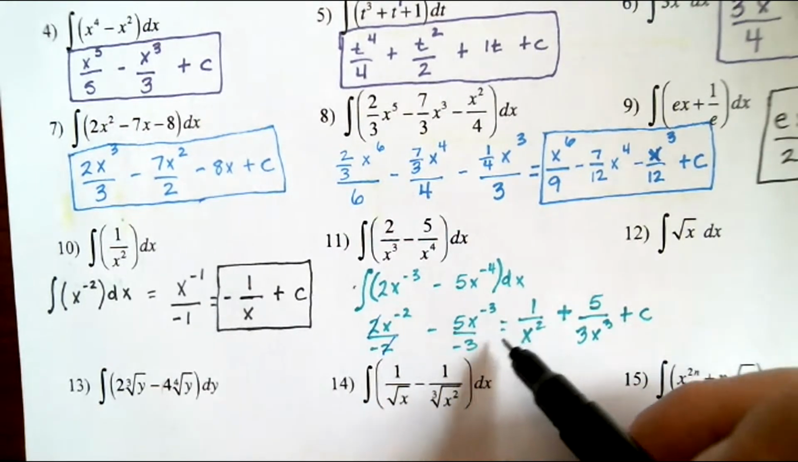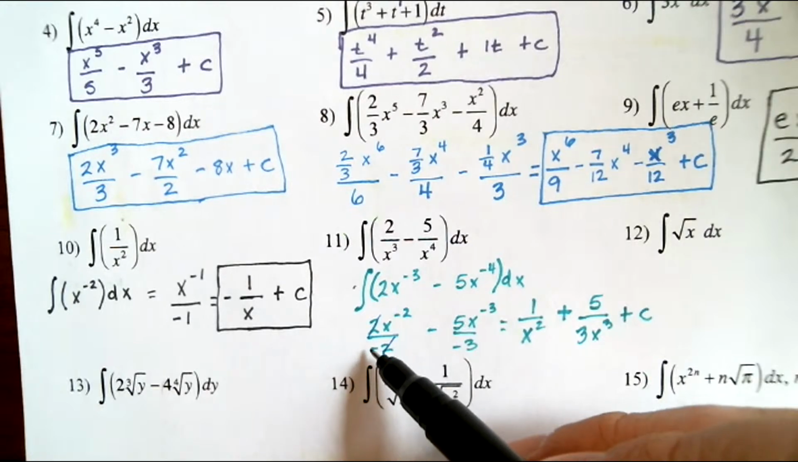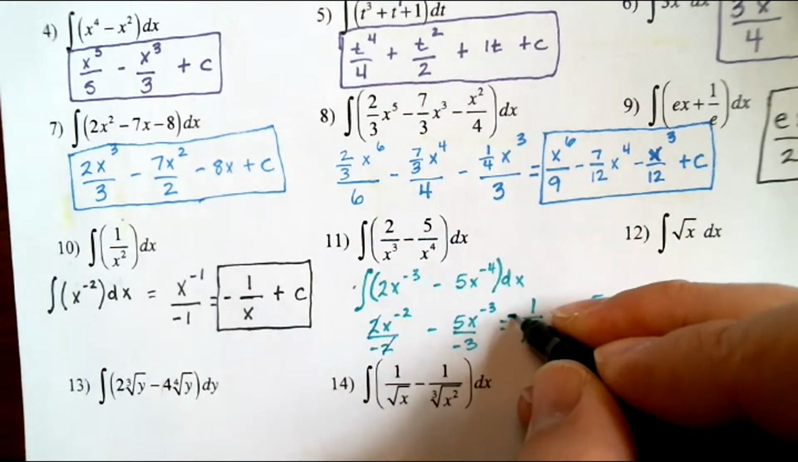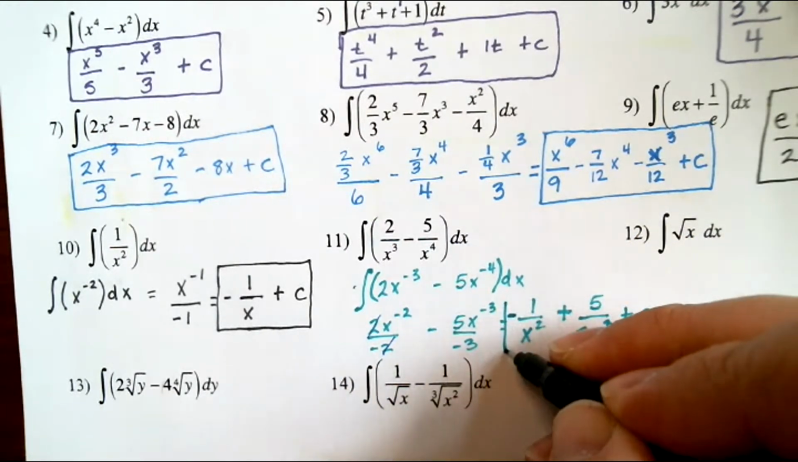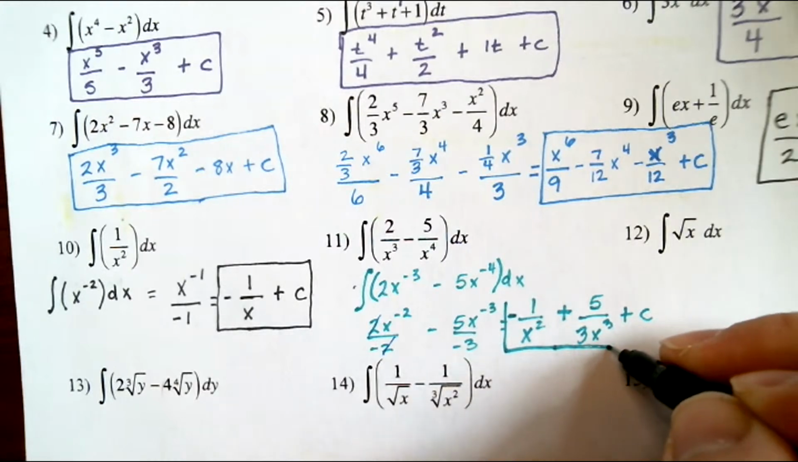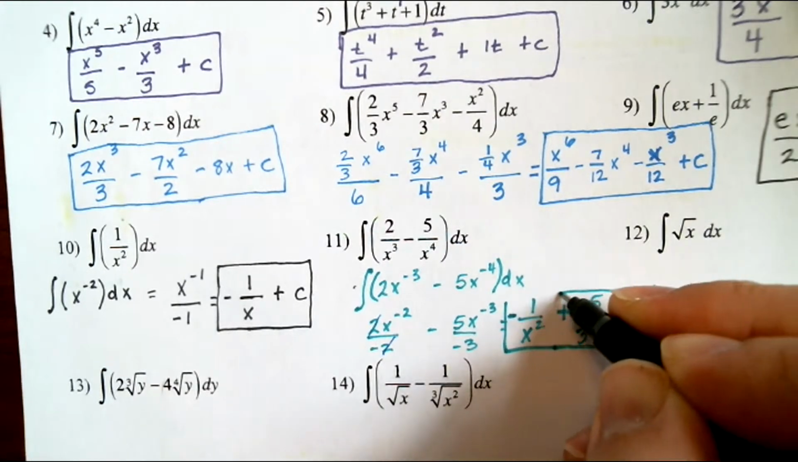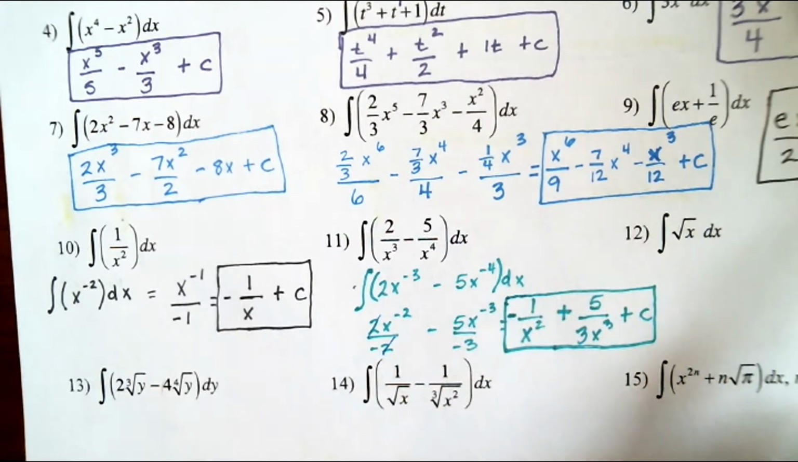I forgot my negative back here on this side. That's still going to be a negative right here. So negative 1 over x squared plus 5 over 3x cubed plus c.